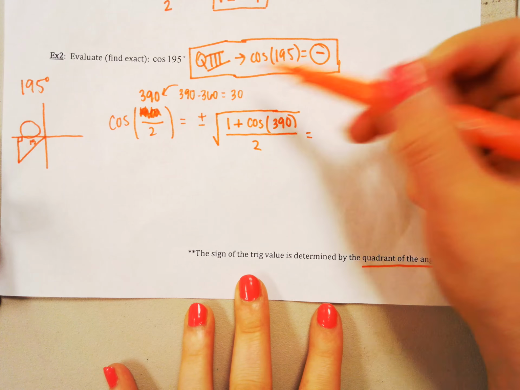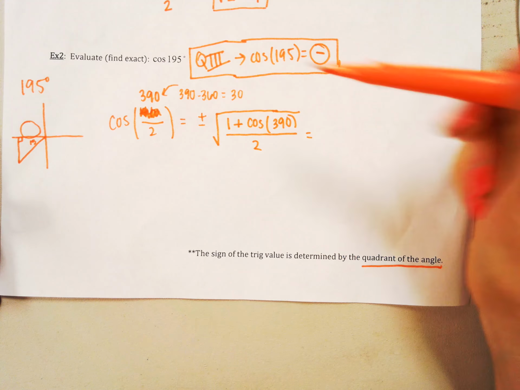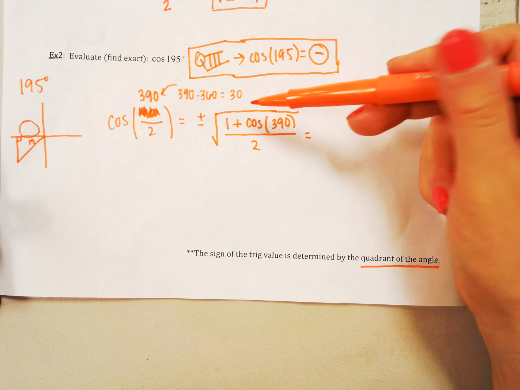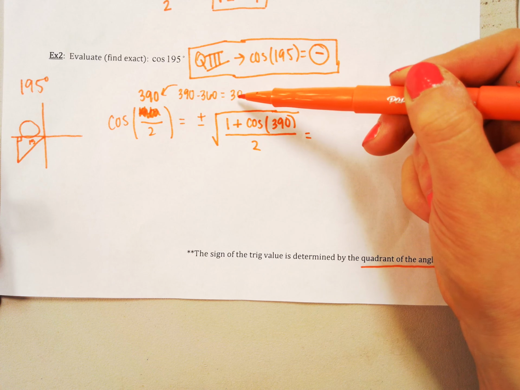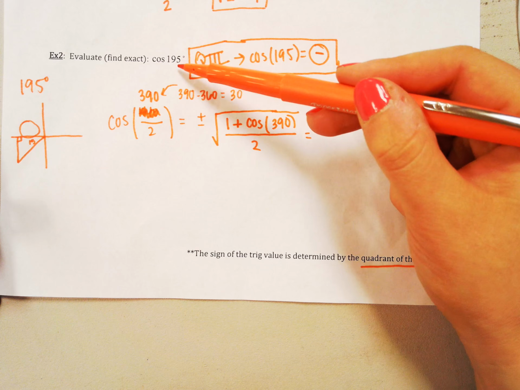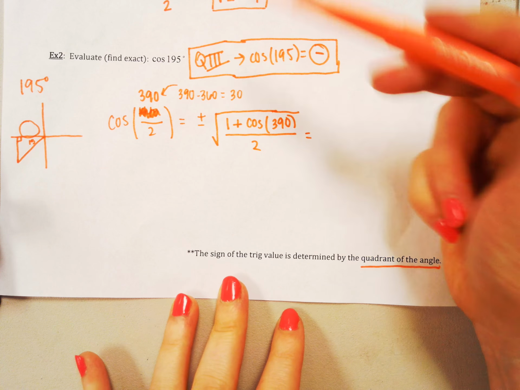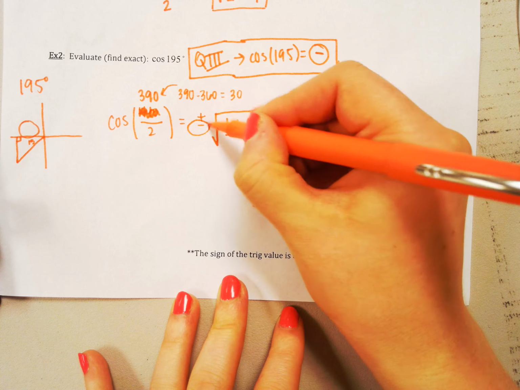And I know we just came up with that 30 degrees is in quadrant 1, so this is where it gets kind of confusing. This is coterminal with something in quadrant 1, but my original angle, 195, is in quadrant 3. So my answer should be negative.